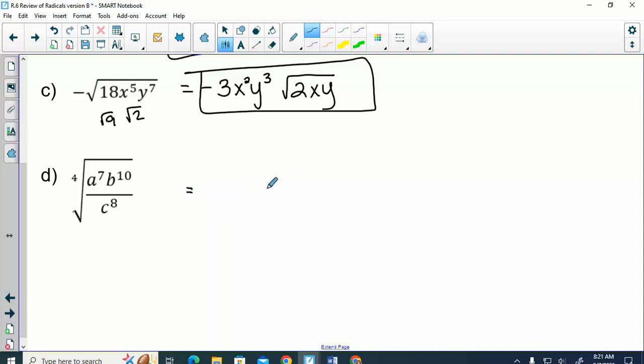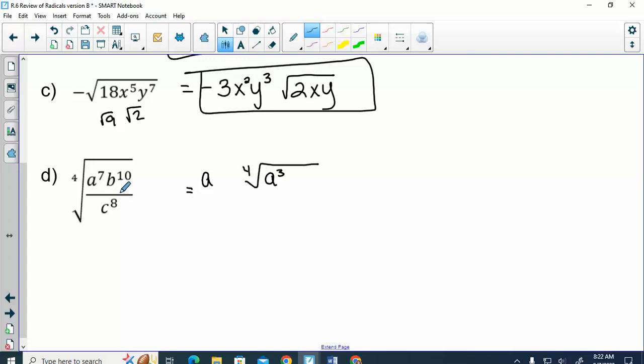4th root of a to the 7th. So we can break this up. If you have 7 a's, how many groups of 4 can you form? And how many will be left over? So 1 a comes out. That accounts for 1 group of 4. And there would be 3 left.